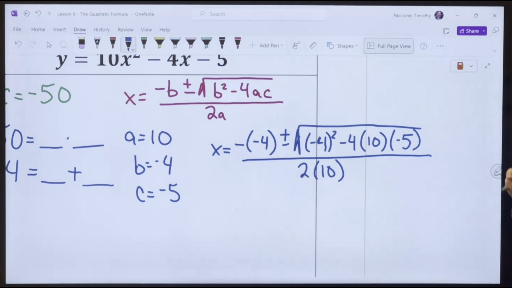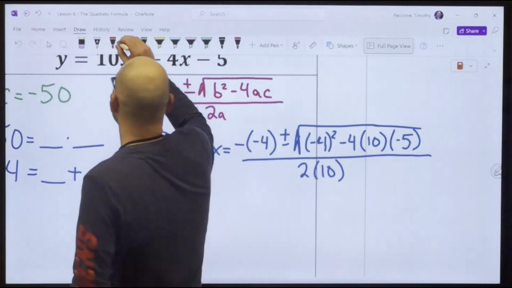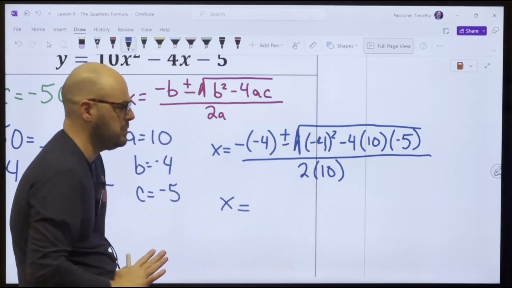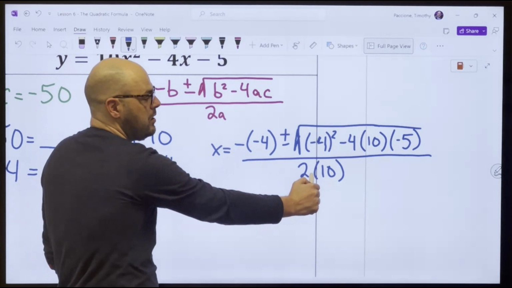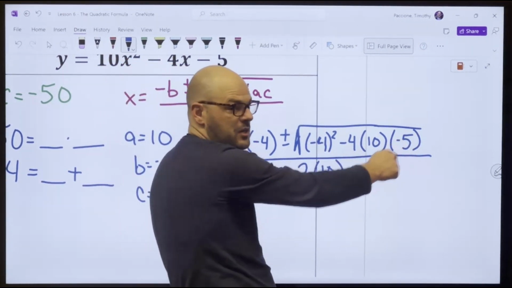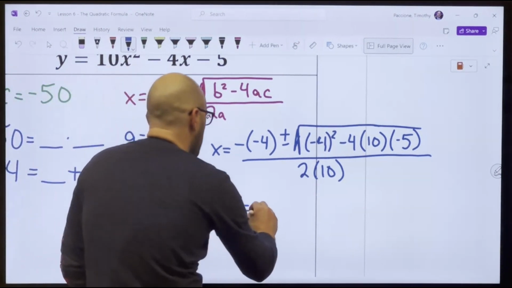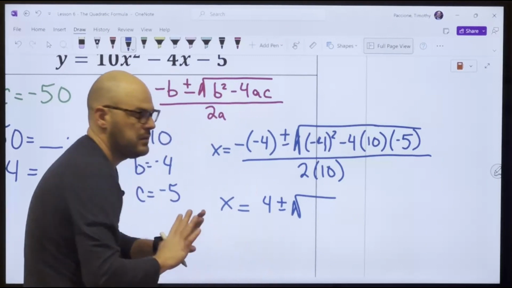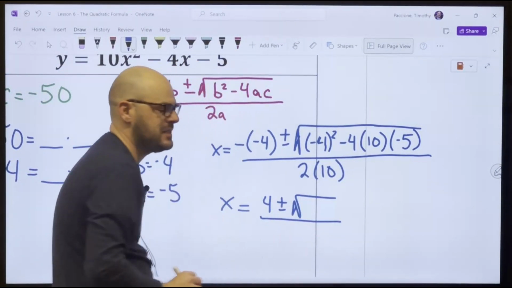Now, this looks like, whoa, what am I going to do with this? You're going to do it in 3 little pieces here. This is what you're going to do. You're going to say, okay, let me bring down my x equals. You're going to evaluate this little first part, the bottom part, and then worry about what's under the radical. So what's negative negative 4? 4. Plus or minus, open up a big radical, and then we'll come back to it. Divided by, what's 2 times 10?